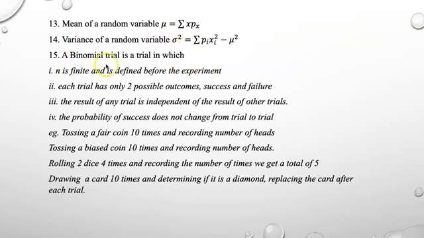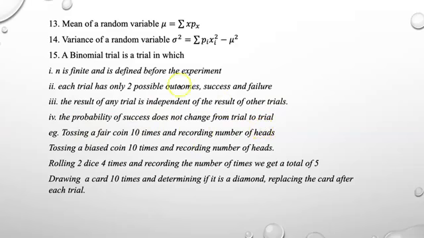Now coming to binomial variables, a binomial trial is a trial in which n is finite and is defined before the experiment. Each trial has only two possible outcomes, success and failure. The result of any trial is independent of the result of other trials, and the probability of success does not change from trial to trial.